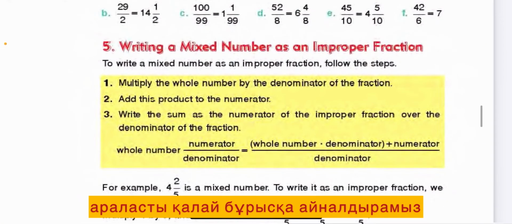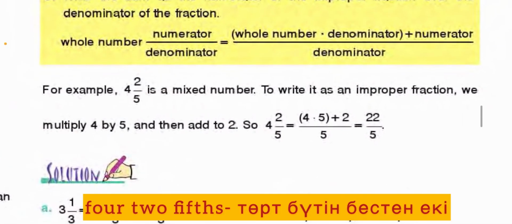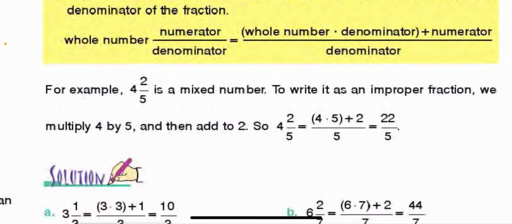How do we write a mixed number as an improper fraction? For example, 4 2/5 is a mixed number. To write it as an improper fraction, we multiply 4 by 5. 4 times 5 is 20. 20 plus 2 is 22. So it will be 22/5.